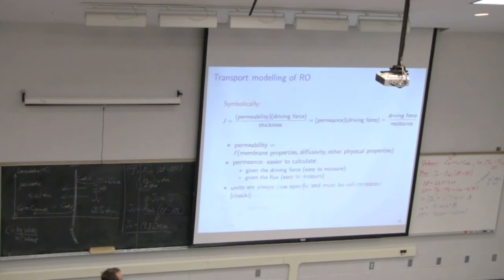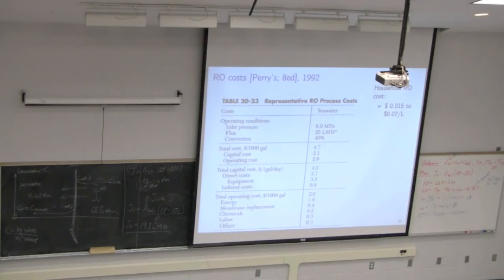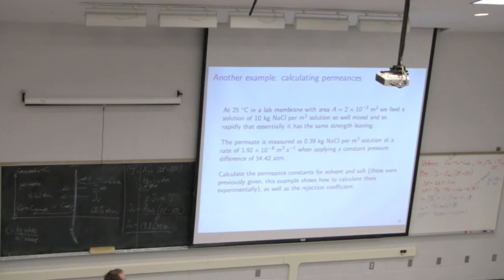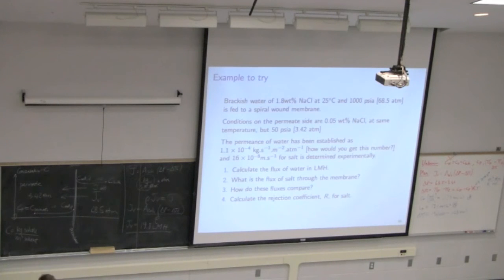Sounds like reverse osmosis is hard. So let's take a look here. Perry's tells us a typical RO plant, where we're producing water that costs us about 7 cents per liter or as low as 1.5 cents per liter, has LMH of up to about 25. Okay? So this is an inlet concentration of 6.9 MPa. So this is pretty reasonable, 19.8 LMH. Okay. Reverse osmosis is hard.